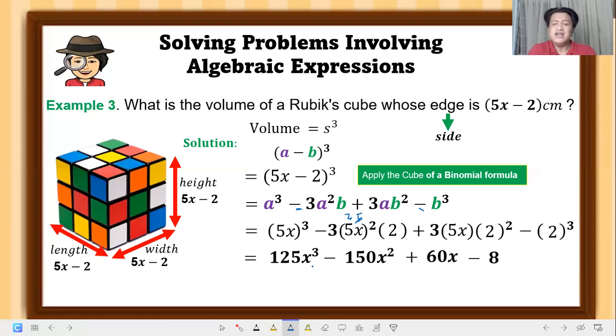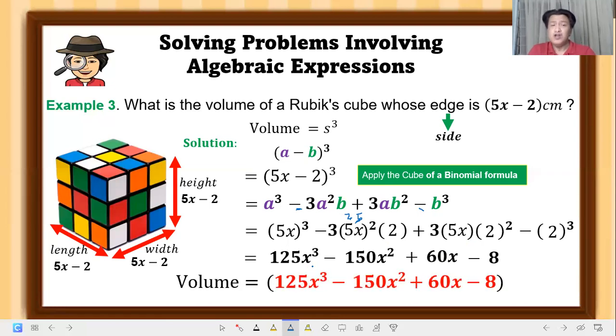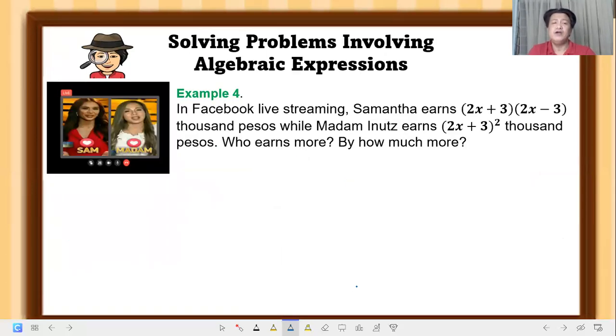Okay? With that, yan na po yung ating volume of a Rubik's Cube whose side is 5x minus 2. We have 125x cubed minus 150x squared plus 60x minus 8. Then put the unit cubic centimeter. Okay, let's have example number 4.